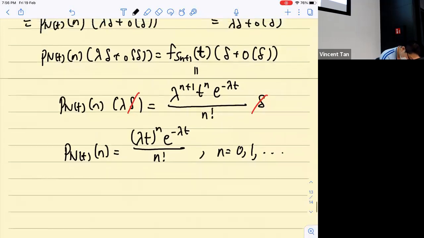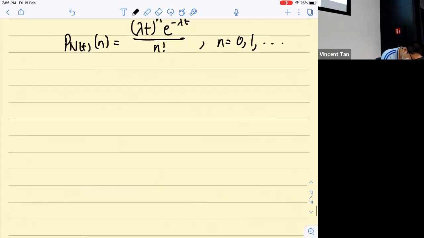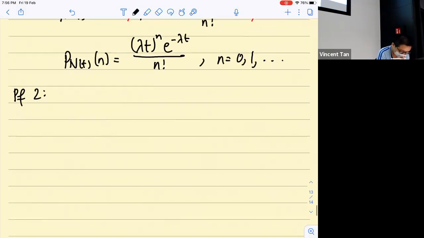So this is not in the book and not typed out. And this is the first time I'm doing it. All right, so hopefully correct. So proof 2. We want to prove that the Poisson distribution actually characterizes the Poisson counting process at time t.